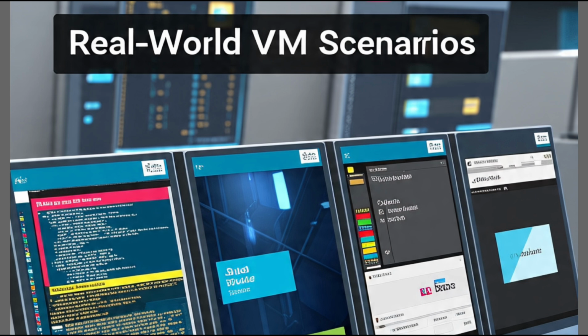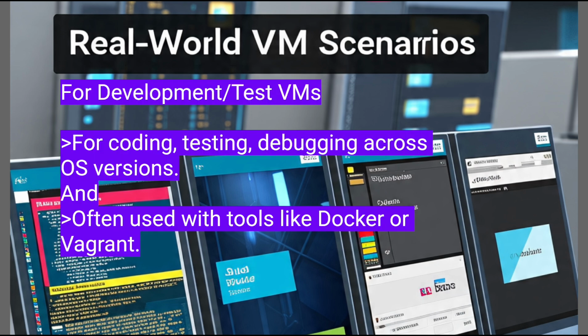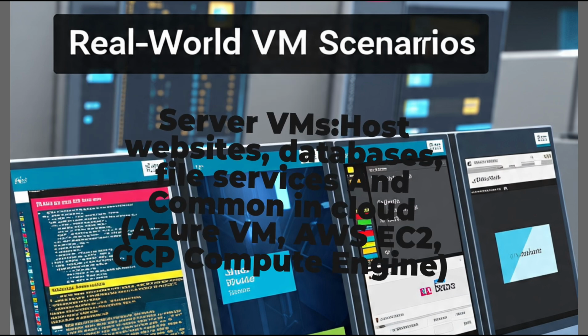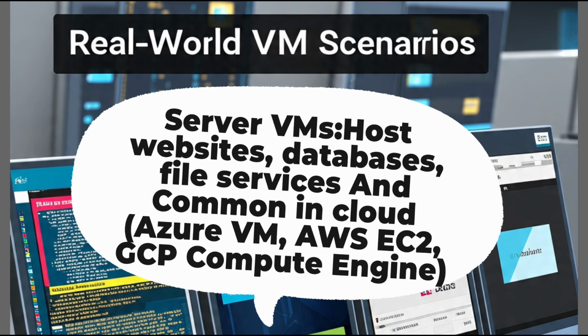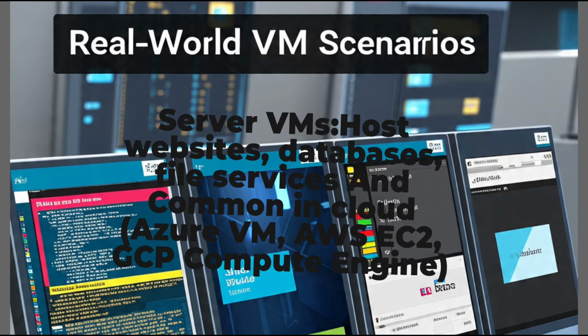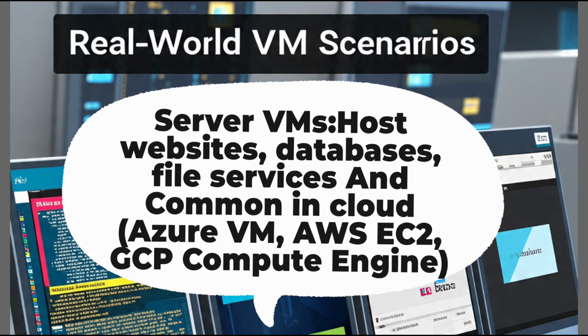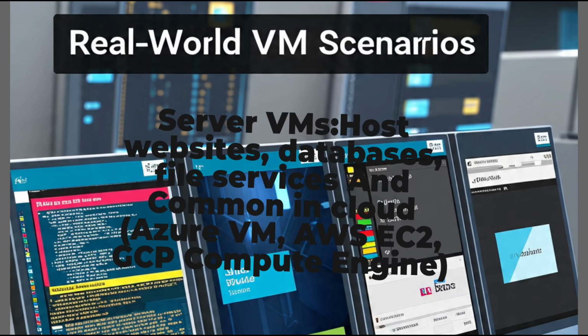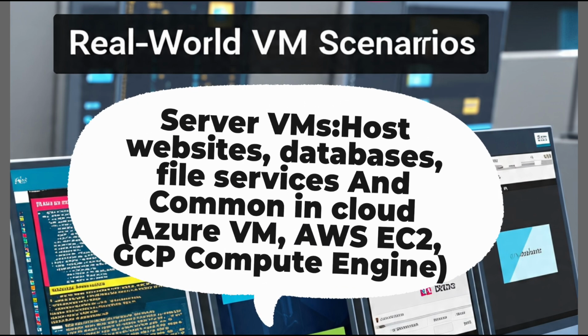VM types by purpose in real-world scenarios. We can differentiate the VM types by purpose in real-world scenarios. Development: virtual machines for development and testing purposes, for coding, testing, and debugging across operating system versions, often used with tools like Docker or Vagrant. Server VMs: we use server VMs to host websites, databases, and file services. It is common in the cloud, like Azure VM, AWS EC2, and GCP Compute Engine.